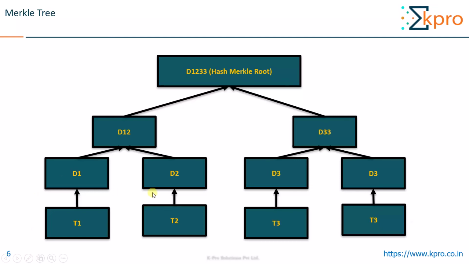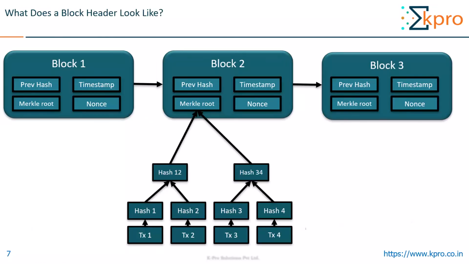Now here the hashes on the bottom row are referred to as the leaves, the intermediate hashes are referred to as the branches, and the topmost hash as the hash of the Merkle root. So next let us see what the block header looks like.